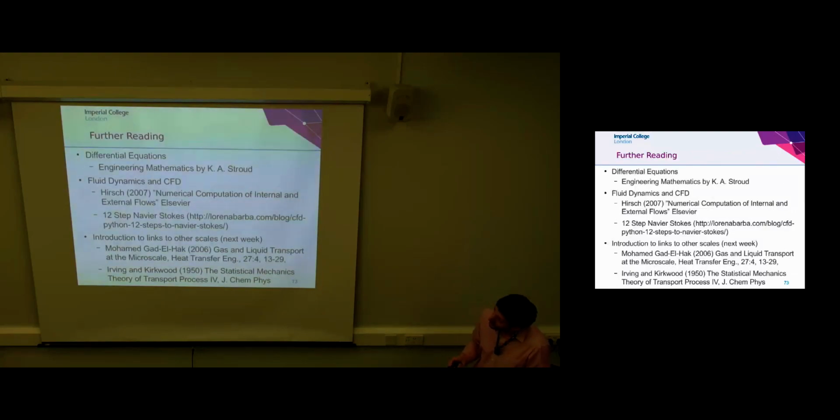So I've got a few books suggested for further reading. For differential equations, I really like this. There's also an advanced version of this. It may not cover it in too much detail, but as far as a mathematical review, this is very, very nice, just because it goes step by step.